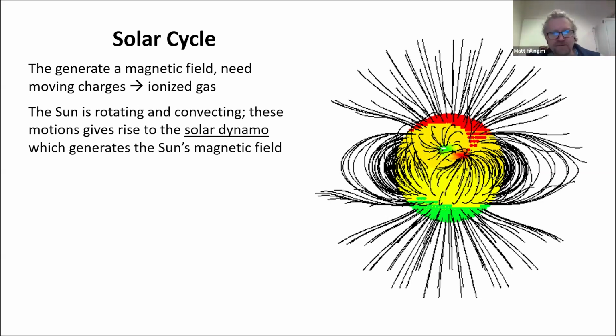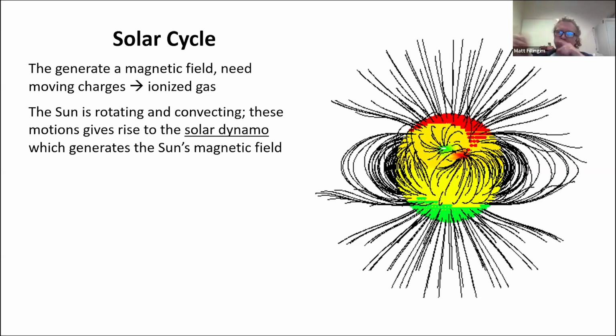The same thing happens, well, a similar thing happens in Earth's core. So the Earth's outer core is made of liquid iron. So that's basically a conductor, a charge. And Earth rotates, and that outer core is hot and convecting, and so it generates Earth's magnetic field. We call that a planetary dynamo. Same idea, that you have all these charges moving. And so in the sun, we've got the solar dynamo.